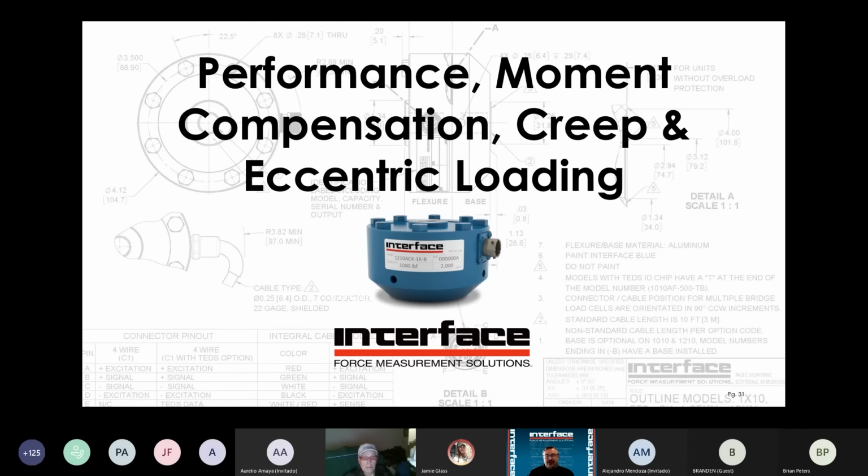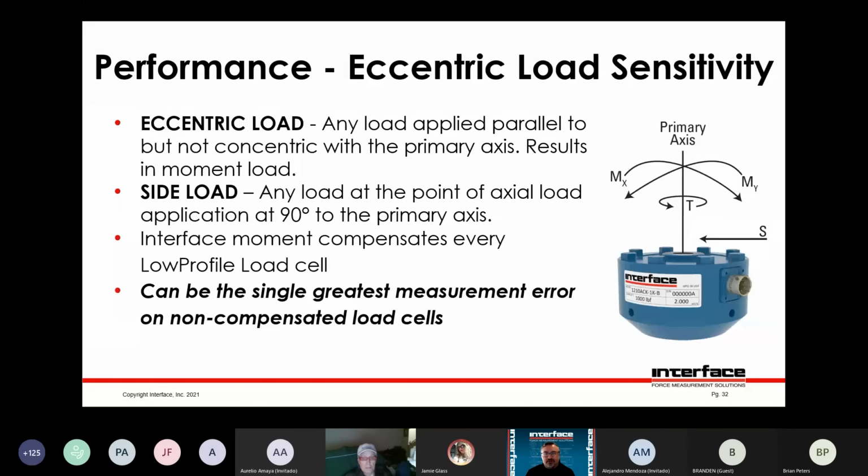Some other considerations, I think, that interface designs into our load cells to make them perform better are moment compensation, creep, and attention to the effects of eccentric loading. Eccentric load sensitivity is a specification we list in all of our low profile load cells. Typically, if it's not on the spec sheet, a load cell has relatively high eccentric load sensitivity. Our low profile load cells, on the other hand, have very low sensitivity to this.